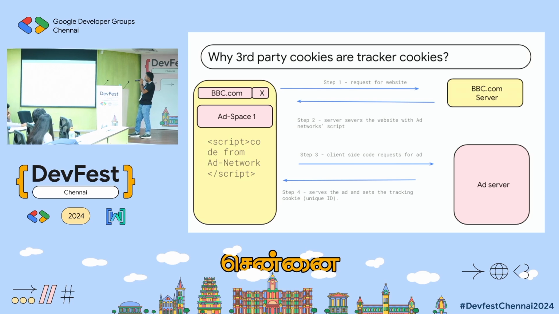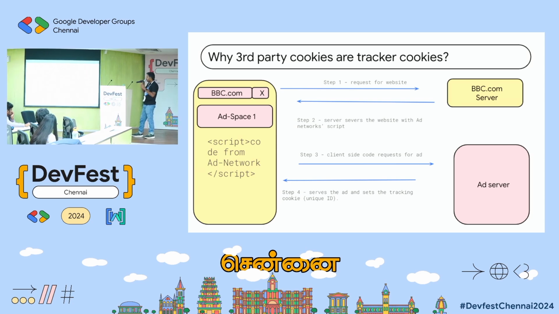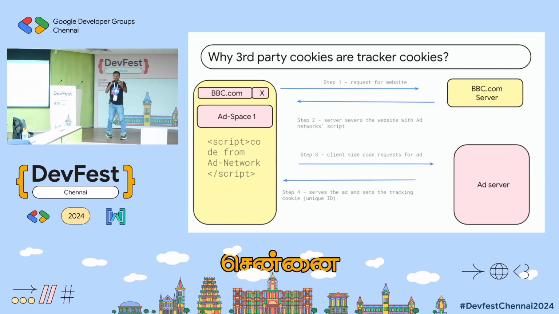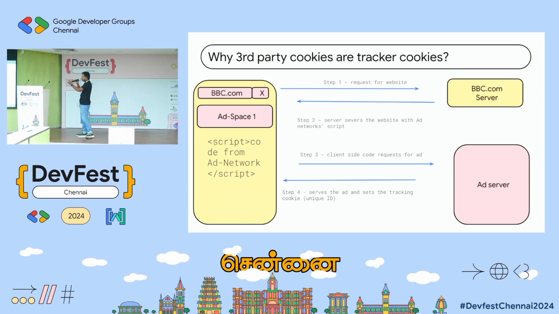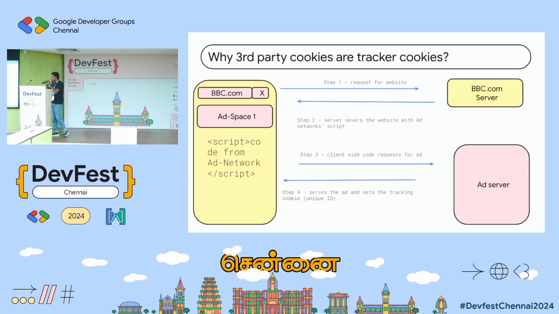Let's say BBC has an ad space. They would contact the ad network, and the ad network would give them a script, and that script will be put in the web page. So once the script is put, that script will make a client-side request to the ad server, and the ad server will set a cookie. So this cookie you see, which is getting set in step number 4, is a third-party cookie, which is called a tracking cookie. I will show you why it's called a tracking cookie. The next step is the one which explains it.